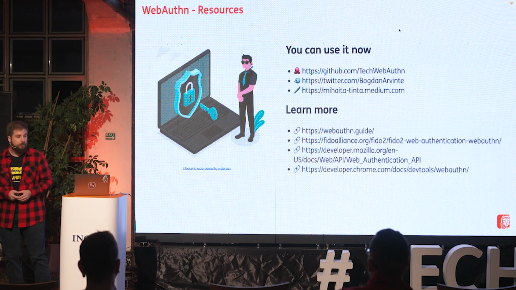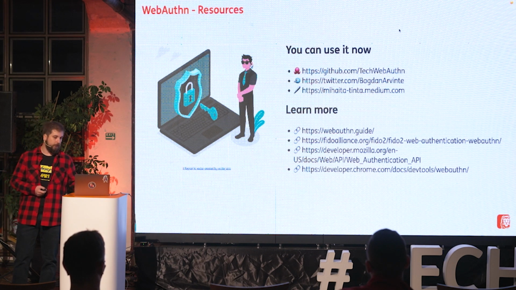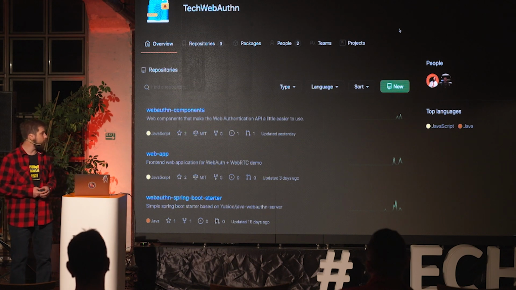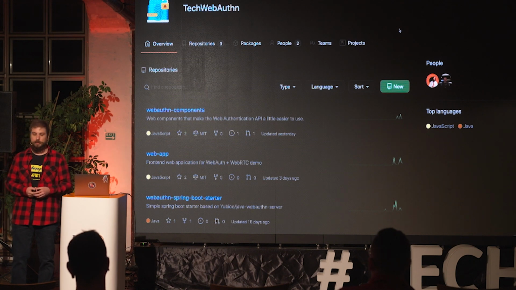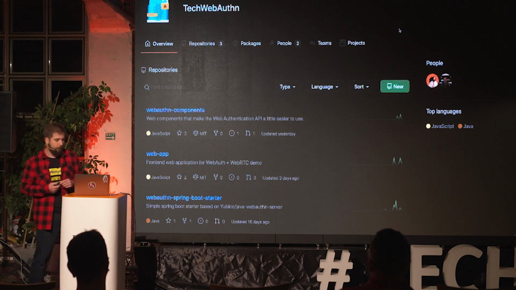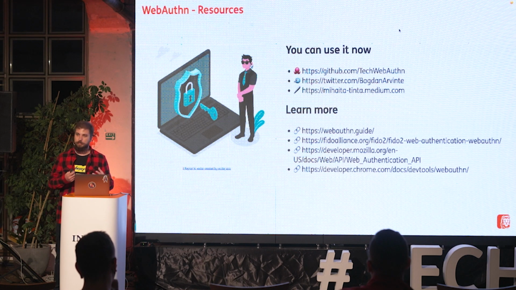And if we go a bit into the resources, we encourage you to have a look at our Tag WebAuthn organization on GitHub. And you can see here, it has 3 projects inside. So it has the web components, which are also published on NPM. It has the Spring Boot starter. And it also has a demo application that uses both of them. And they're all open source. You can contribute to them. If you find issues, open issues or fix them yourselves, bring improvements, whatever you wish.